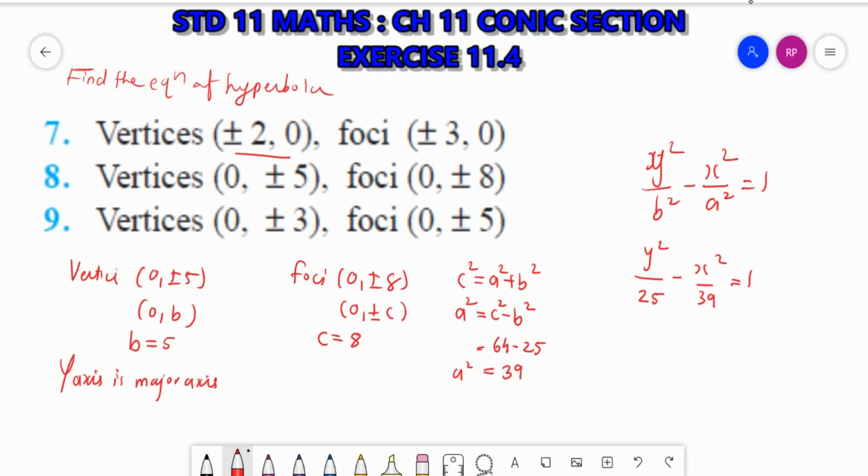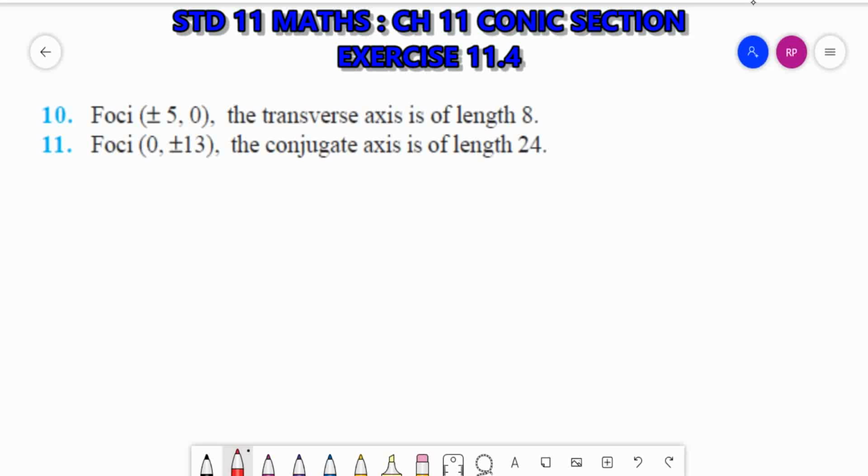Now let's move to the next. Question number 10th and 11th. Again, these both are similar. So I will solve 10th for you, and 11th you have to solve by yourself. So see here, the foci given is plus minus 5, 0. So I need to compare it with plus minus c, 0. So I will get c is equal to 5.